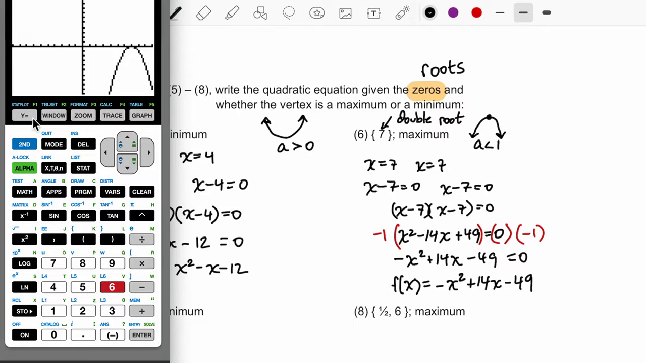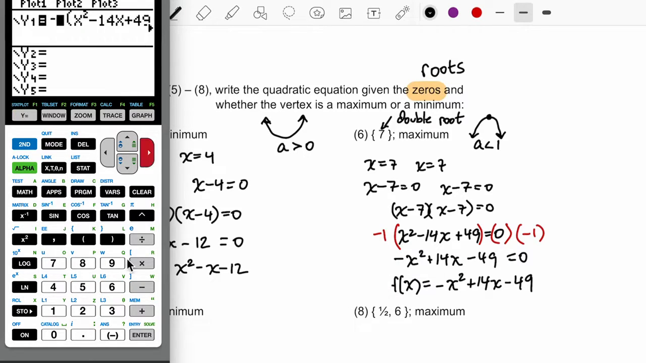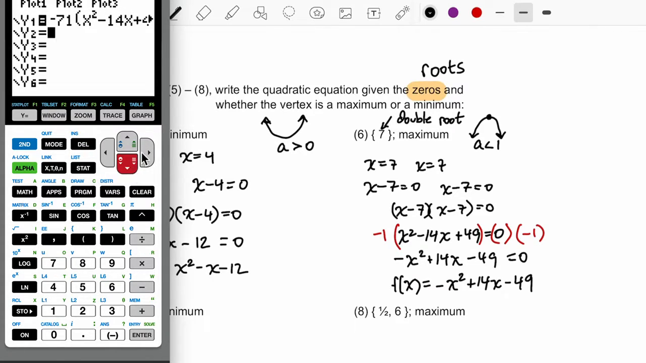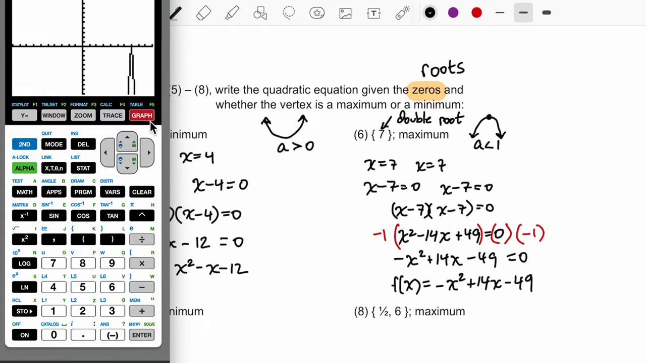All right, but let's say I wanted to use negative 17. Okay, negative 71. Like I said, doesn't matter what multiplier I use as long as it's negative. So very skinny parabola, but still intersects at x is equal to 7. All right, and it only intersects once.